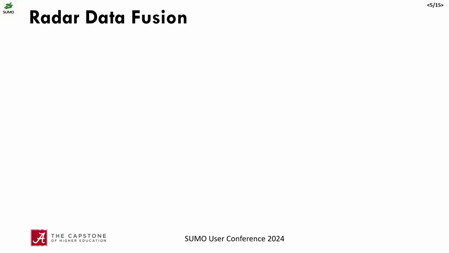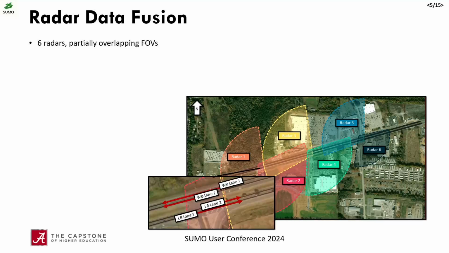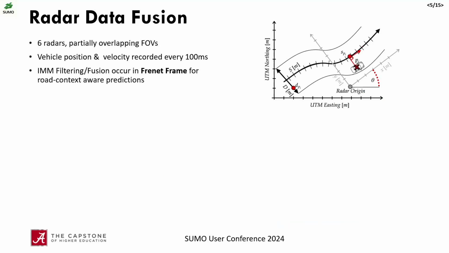To talk a little bit about the data set that we have: as part of the project I'm on, we have 6 radars in the field in Tuscaloosa. There are actually 3 intersections, one there, and one down here. These radars overlap, so they give us the opportunity to take the individual tracks from each one of the radars and fuse them together to get the complete picture of a vehicle as it goes through these 3 intersections. The radars record the vehicle position and velocity at roughly 10 hertz.